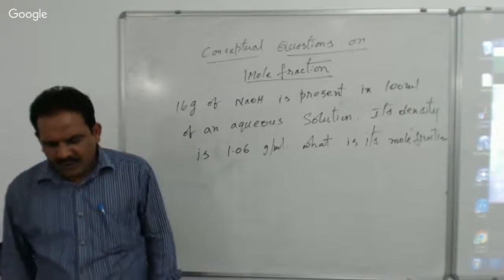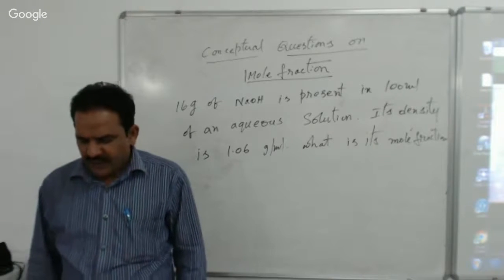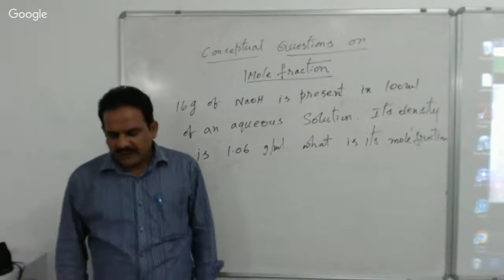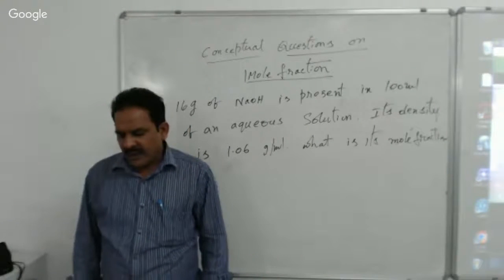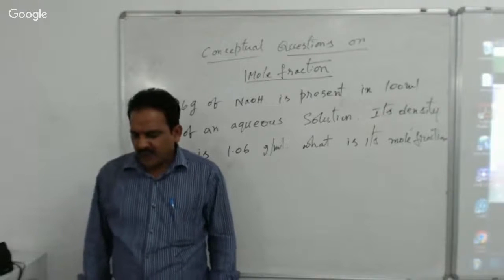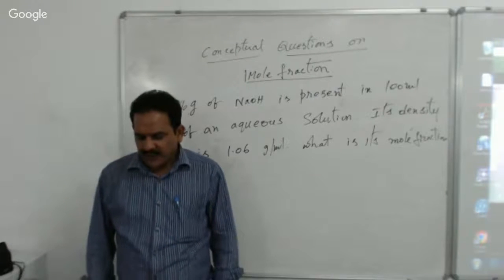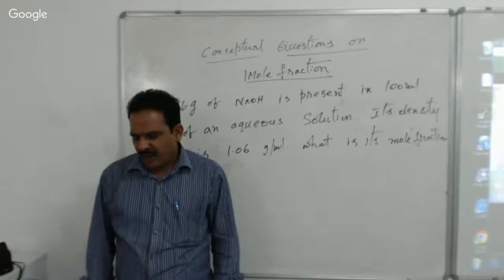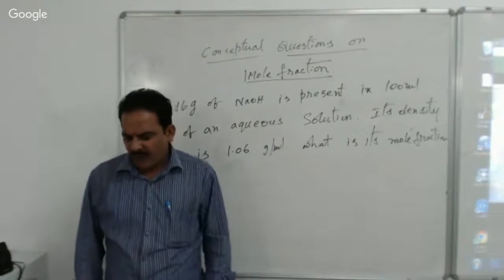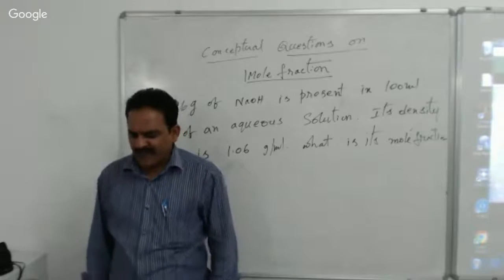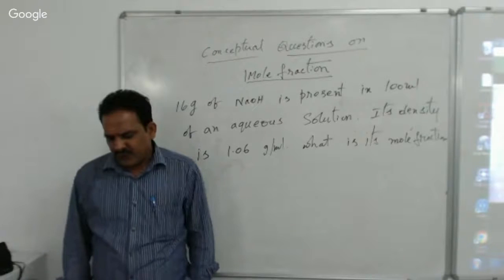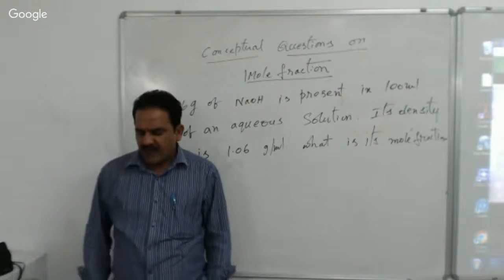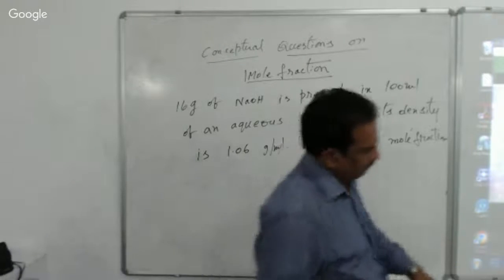Now find out the number of moles. The number of moles of NaOH is equal to 16 by 40, which is nothing but 0.4. Then the number of moles of water is 90 by 18, nothing but 5. So the total number of moles is 5.4. So the mole fraction of sodium hydroxide is 0.4 by 5.4, which is nothing but 4 by 54, which is nothing but 2 by 27.